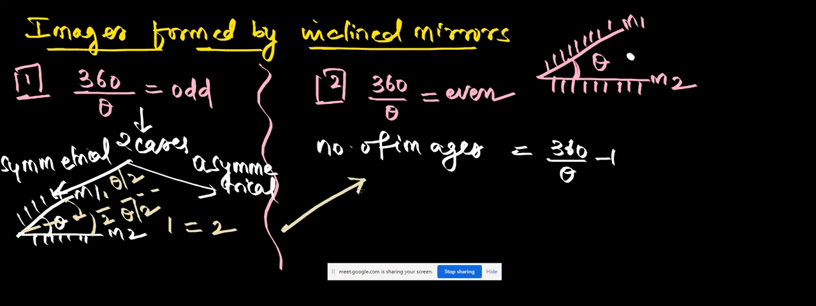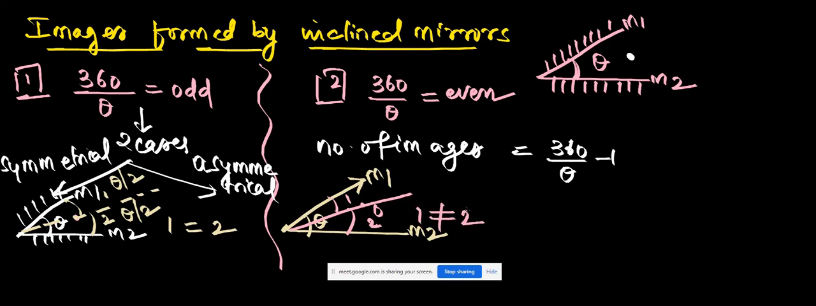What is asymmetrical position? This is mirror 1, this is mirror 2, total angle is theta. Now if you take an object here, this angle is not equal to theta by 2, this angle is not equal to theta by 2, some different angles. Let this be angle 1, this be angle 2, and these angles are not equal. Then in that case it is asymmetrical position.